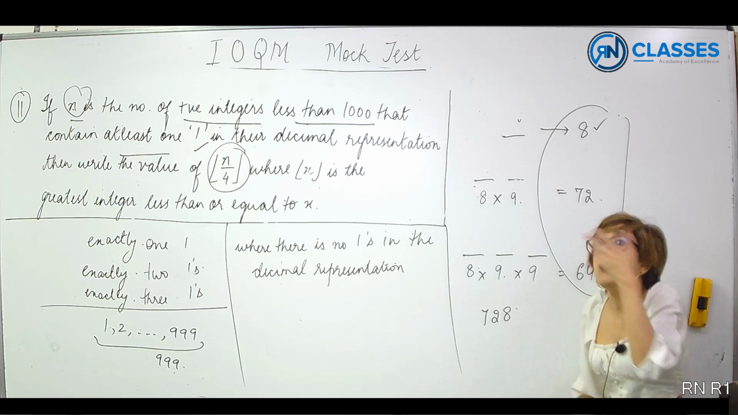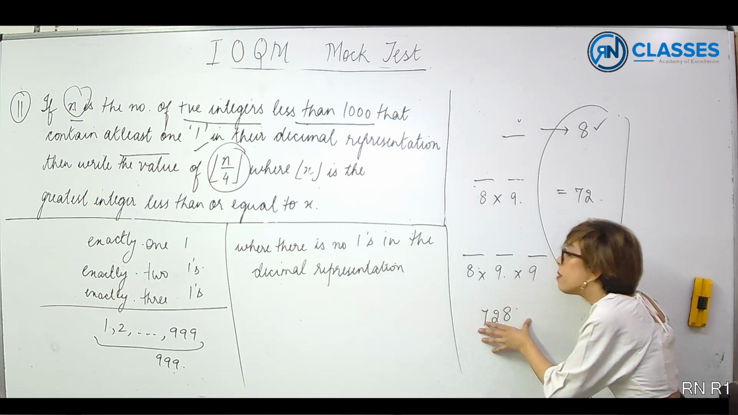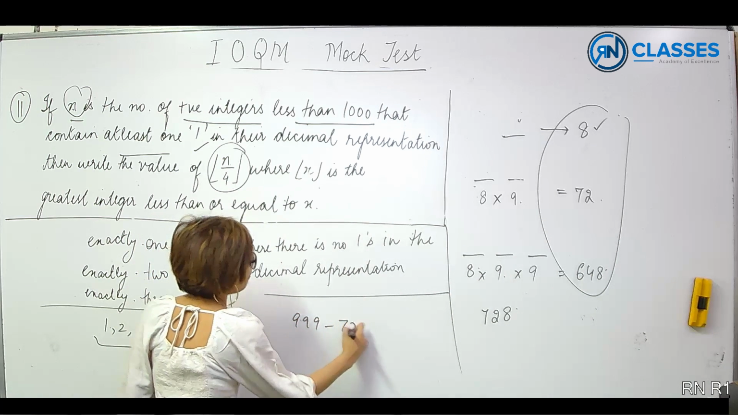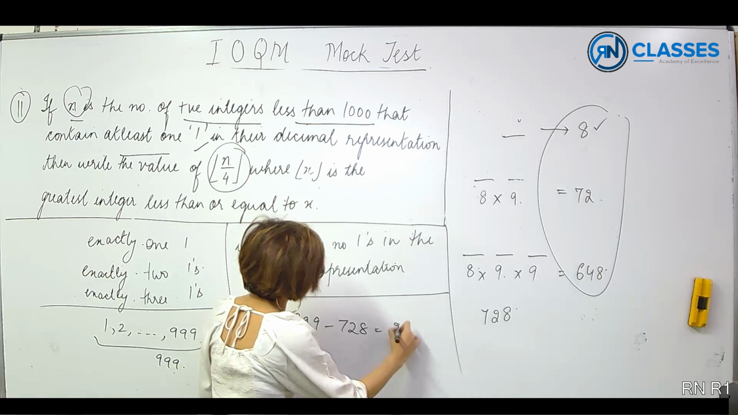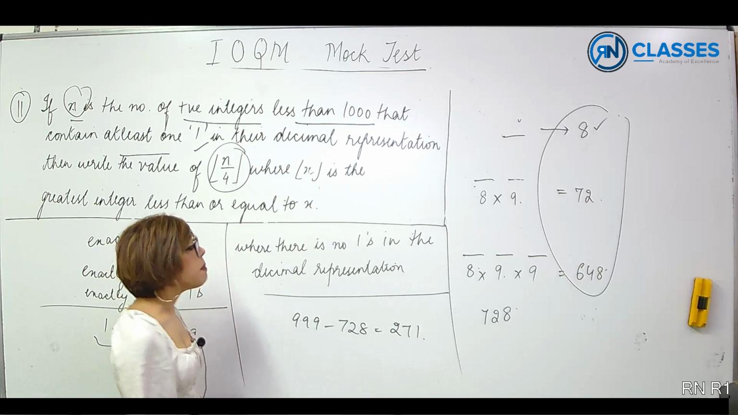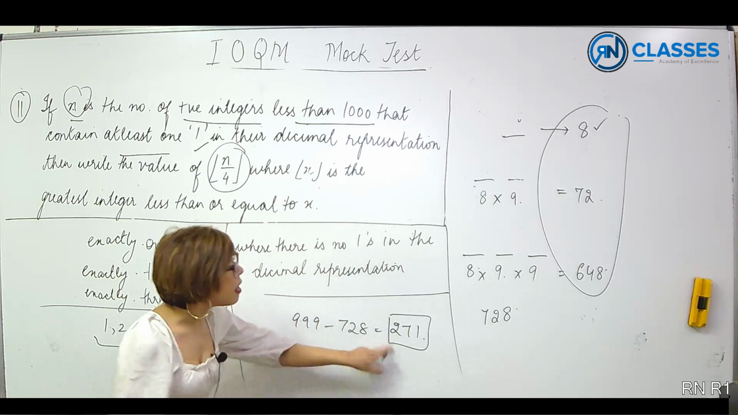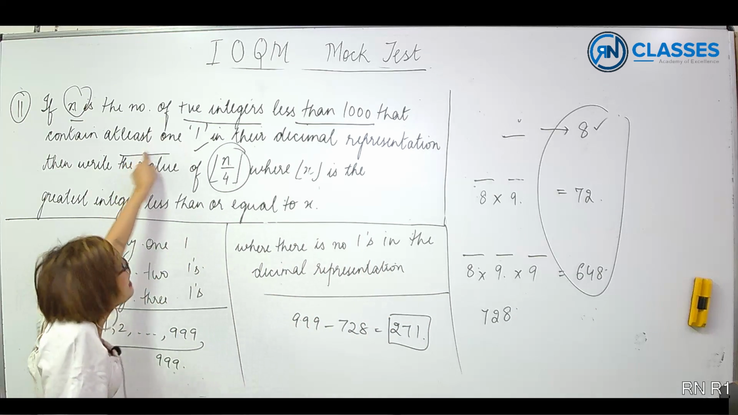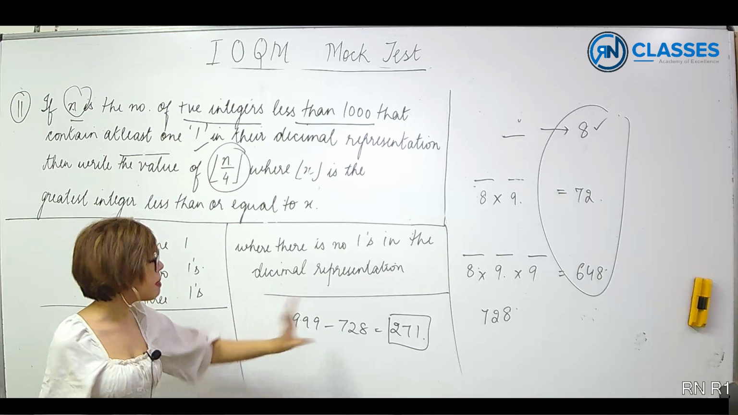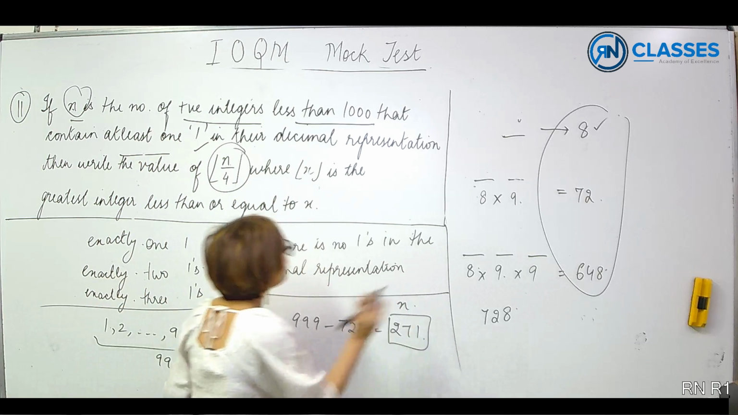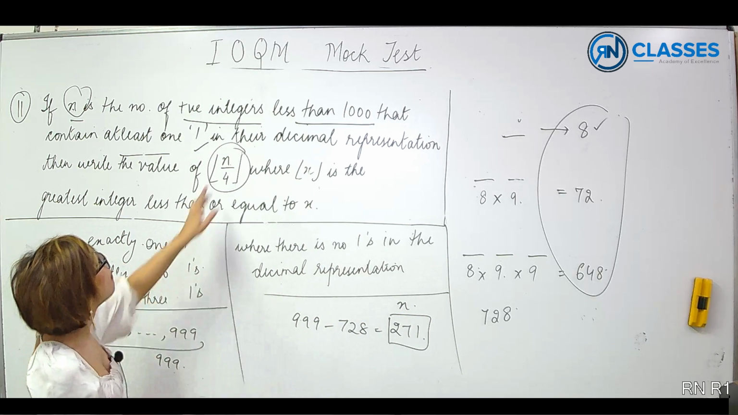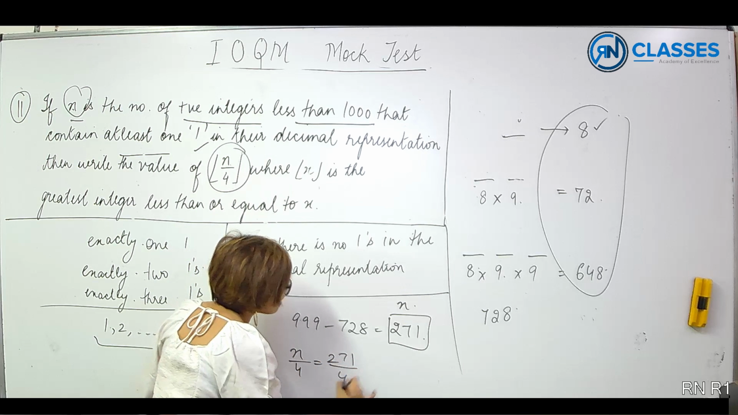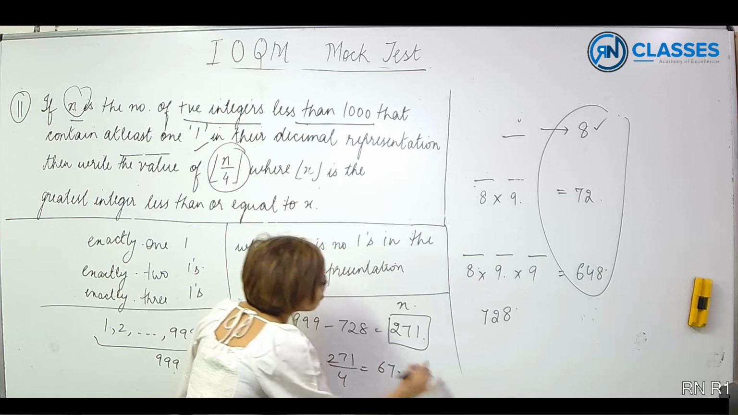These are the numbers that I do not want. If I don't want these numbers, I can subtract them from my 999. This will turn out to be 271. That means in total 271 positive integers are there less than 1000 which contain at least one 1. That means n turns out to be 271. But I don't want n, I want n by 4. So that means 271 by 4, that is 67 point something.